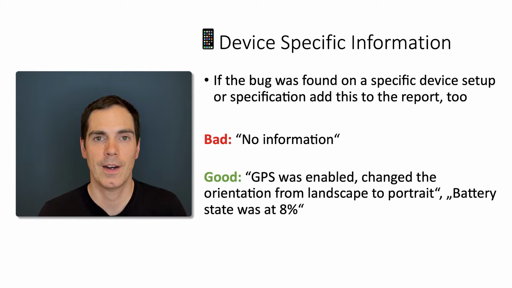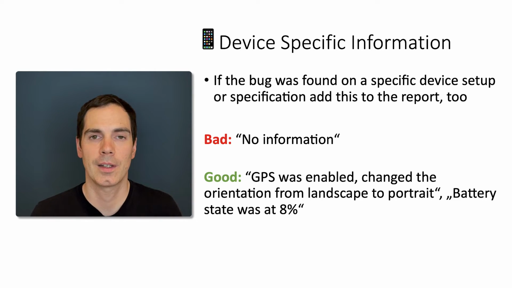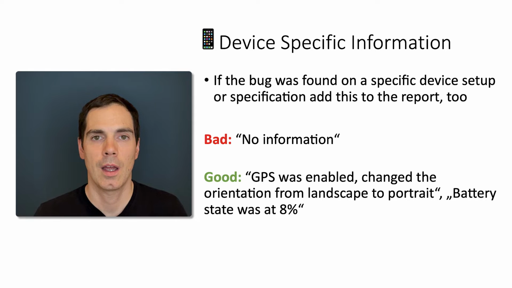Because mobile devices are used in the wild while people are on the go, on the move, and our mobile phones these days are packed with sensors, and they have a different state of information, a different state of health of the battery, for example. This all could impact your testing activities and could lead to bugs.